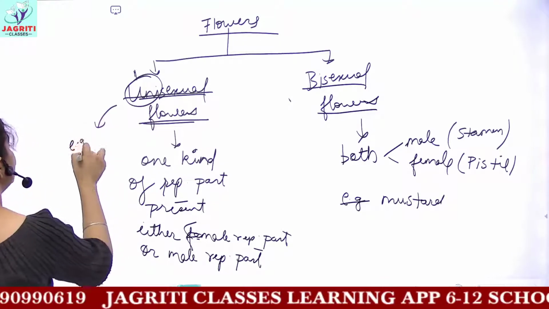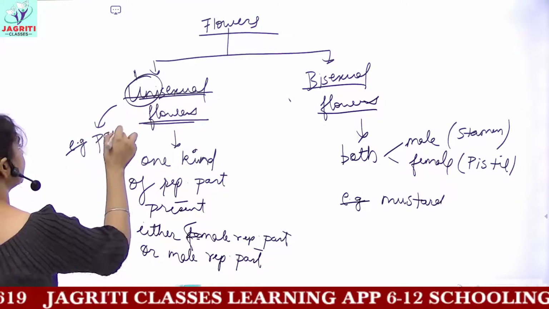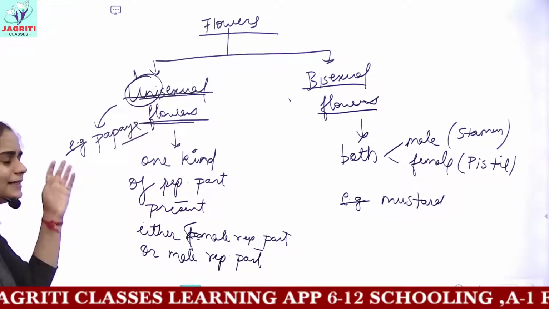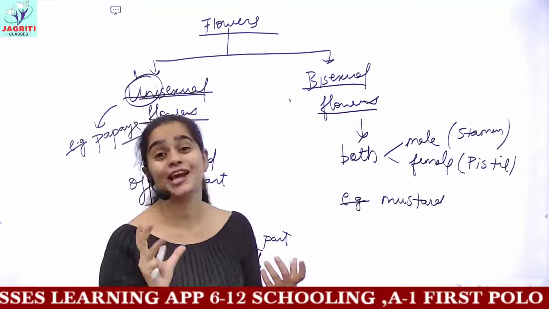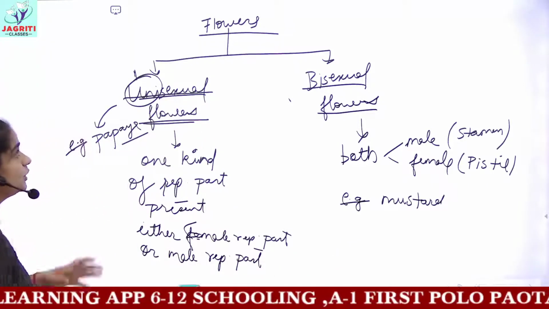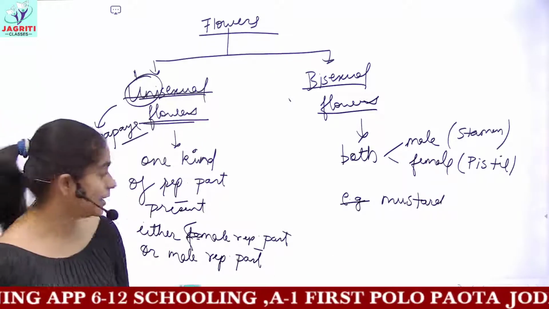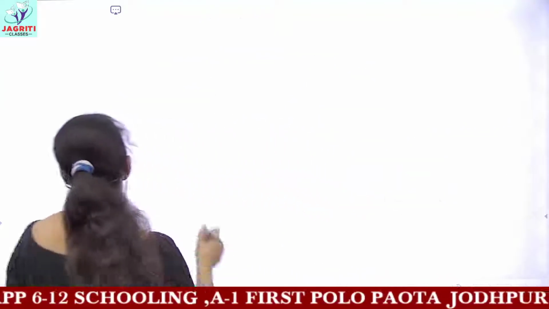The example for this would be papaya. Then watermelon is also an example. Here you can take the example of hibiscus flower, that is China rose, okay? So this was an account of types of flowers. Now we will be doing a topic, pollination.